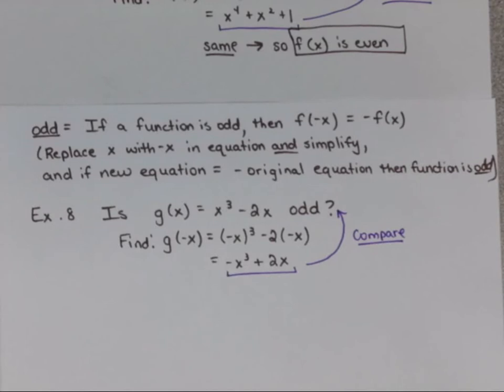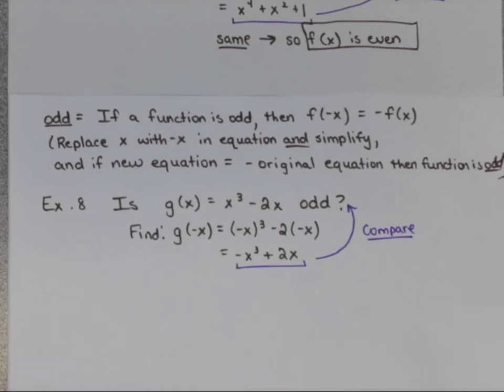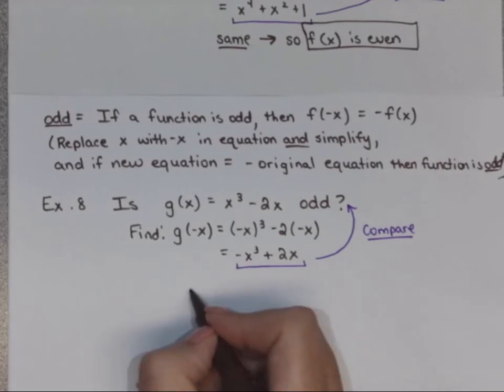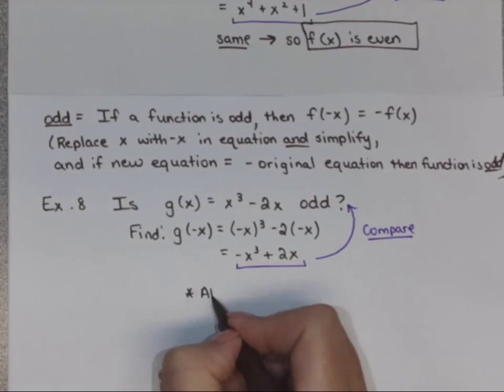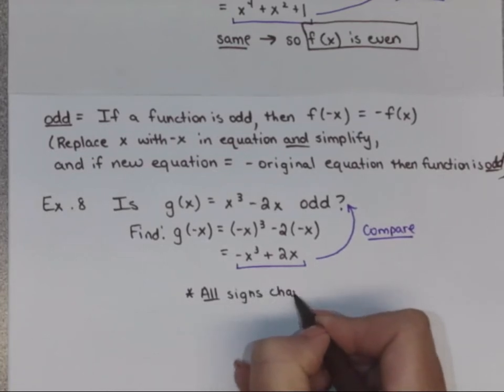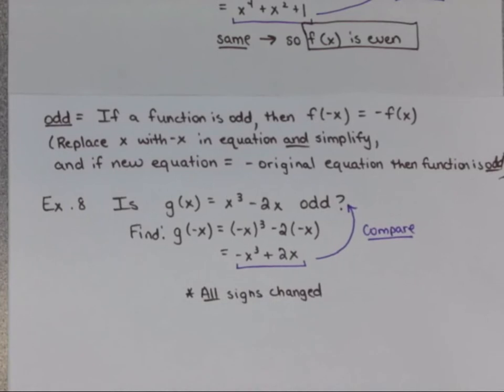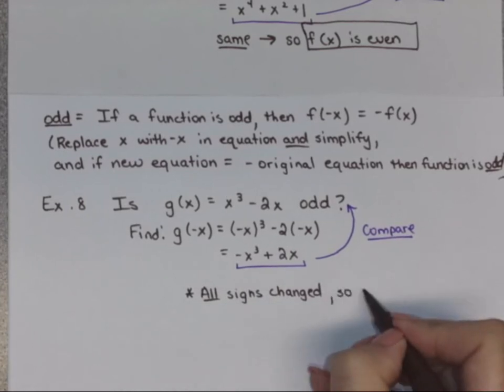Okay, and what do you notice? It's definitely not even, right? Because it's not the same as what we started with. The question with odd, though, is it the negative version of the original? In other words, did all the signs change? And notice they did. All the signs changed, which means it is the negative version of the original. So that means that g of x is odd.